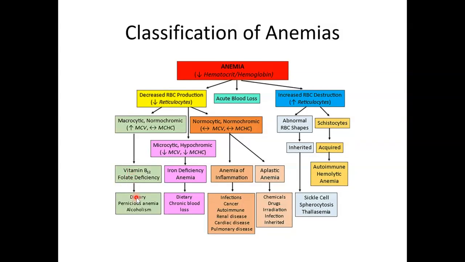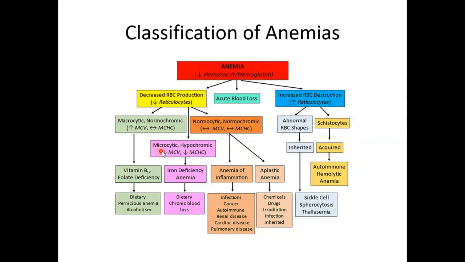And these can be caused by just not a good intake of the B vitamins, pernicious anemia, which doesn't allow the body to absorb vitamin B12, or alcoholism, which interferes with the synthesis of the B vitamins. So we'll talk about that coming up.